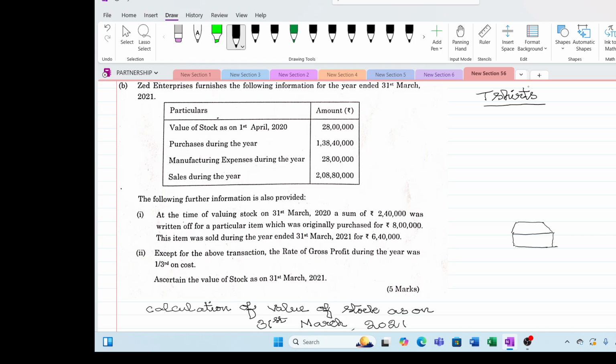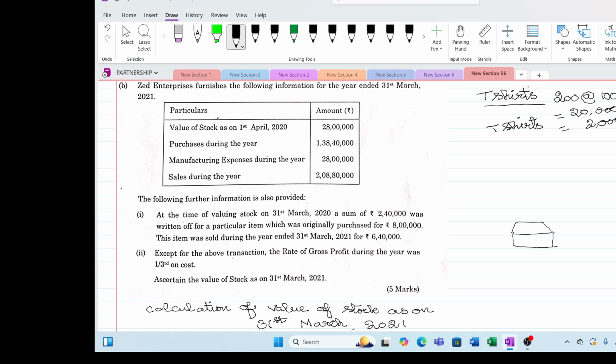Suppose I bought t-shirts from Tirupur. Suppose I bought 200 t-shirts, for example, at the rate of 100 each. So what is the purchases? I bought it for 20,000. It is very simple. And already I was having some t-shirts. You are not given the quantity here. Generally, if quantity is given, you will be able to find out the closing stock very easily. I am having some 2,000 rupees opening stock.